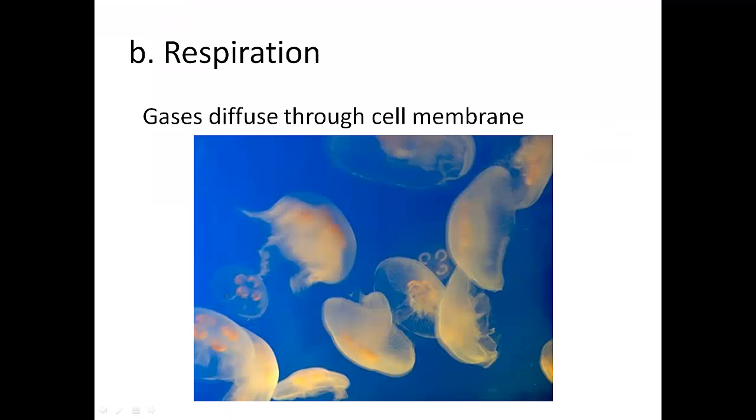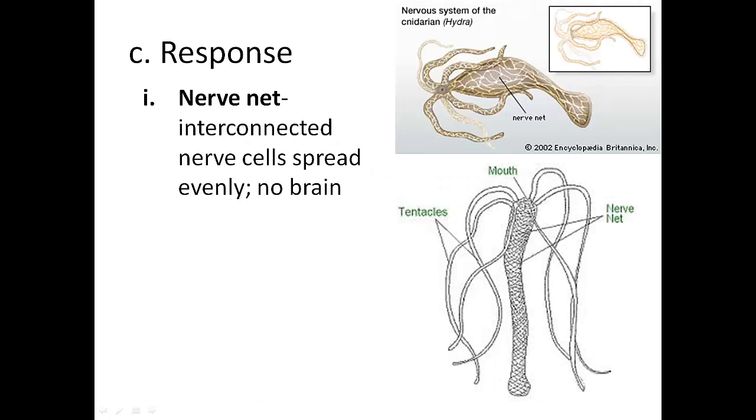Cnidarians do not have gills or lungs, so the way that they breathe or respire is simply by exchanging gases through their cell membranes. Response: they don't have a brain. Instead, they have what's called a nerve net. They have nervous cells, and this top picture shows it really well. Nervous cells spread out evenly, but again, no brain. So they're a little more complex than a sponge, but not as complex as, let's say, humans.